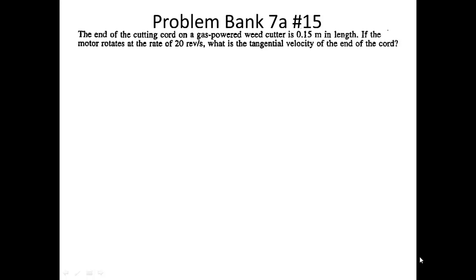Hello and welcome back to Problem Bank 7A number 15. The end of a cutting cord on a gas-powered weed cutter is 0.15 meters in length. If the motor rotates at a rate of 20 revolutions per second, what is the tangential velocity at the end of the cord?